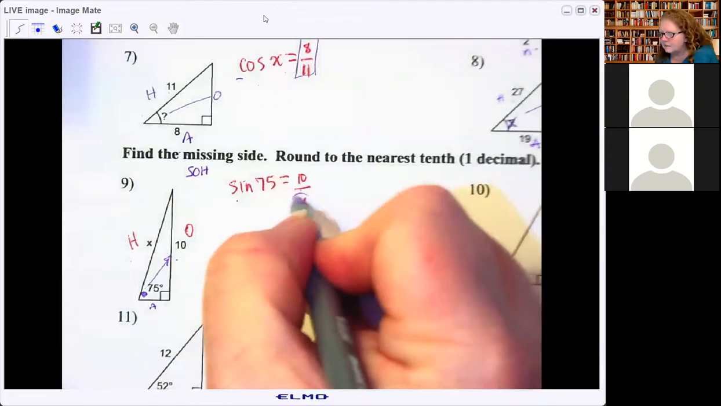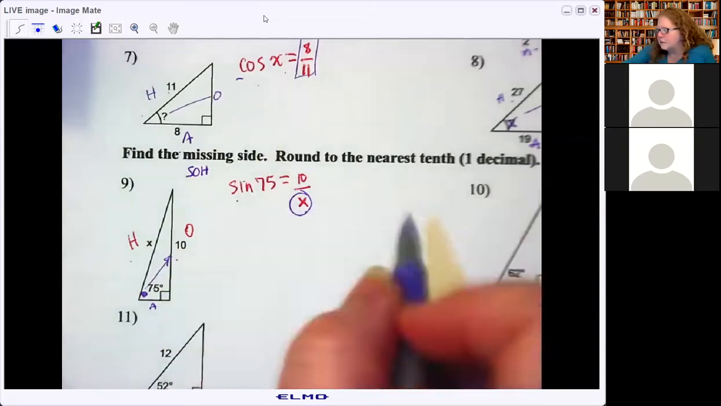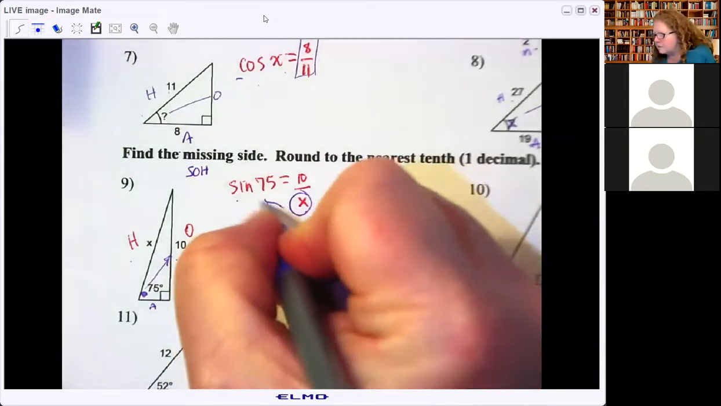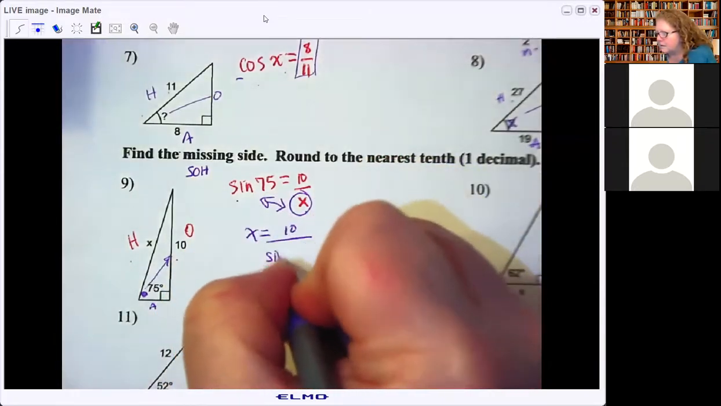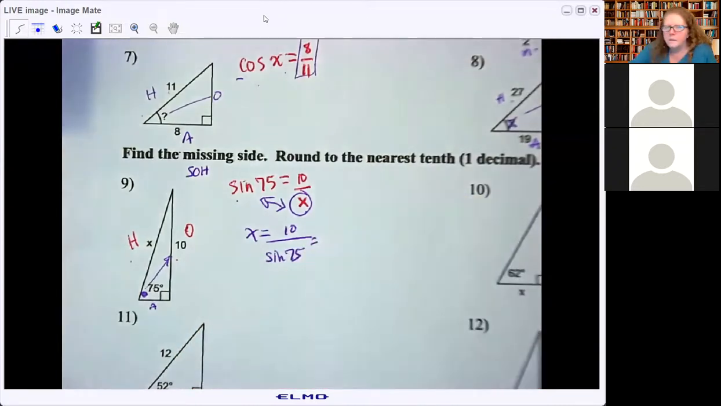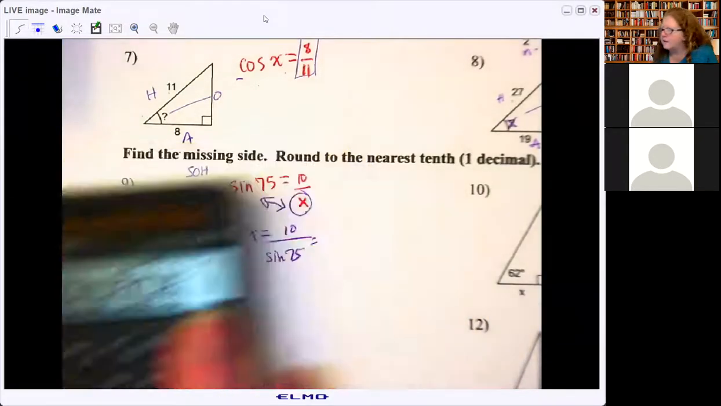Because the x is in the denominator, what do we have to do? Good. A couple people in the chat box say switch. I'm going to switch these. So x is going to equal 10 divided by the sine of 75. We can do this in 2 steps or 1, your choice. I could find the 75 and hit sine. Okay, so 0.9659.